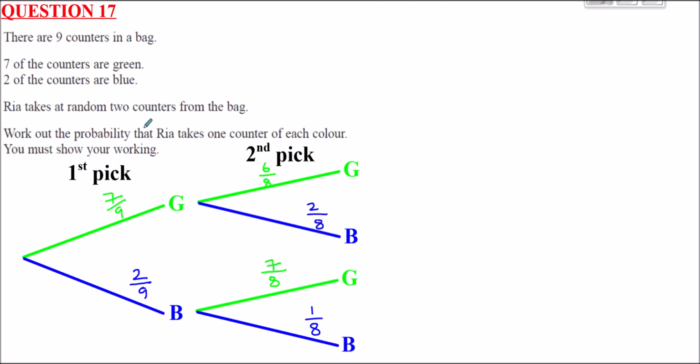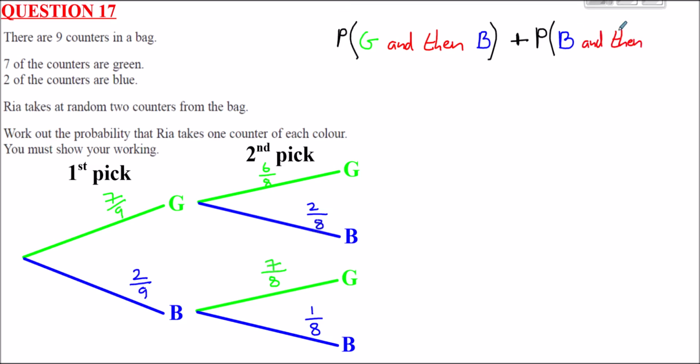We want to work out the probability that Ria takes 1 counter of each colour. So this is saying here, we want the probability of green and then blue, so that's one way it could happen. Another way it could happen though, or, now or I think of as being an add with probability, we could work out the probability that she picked blue first and then a green for the second pick.